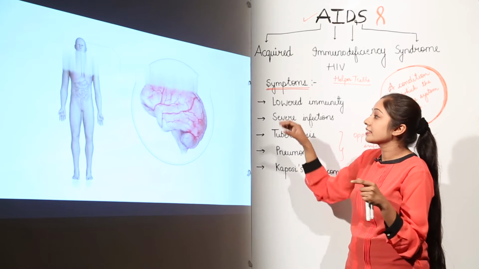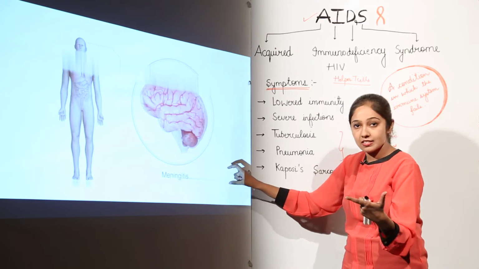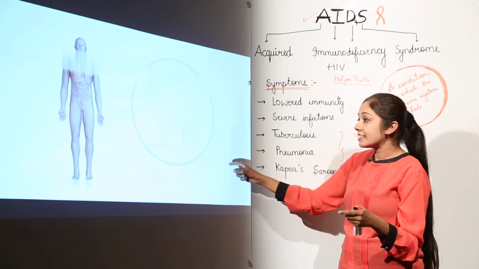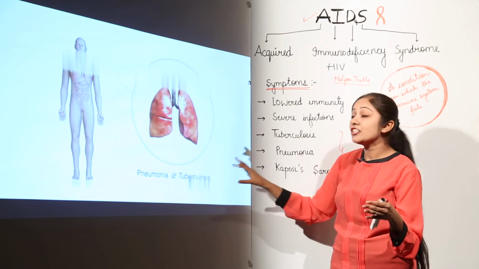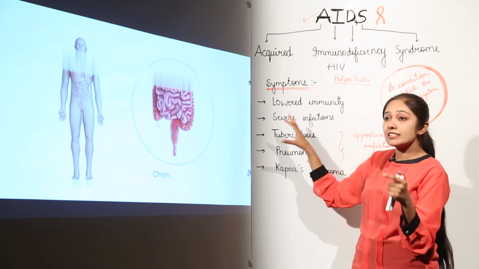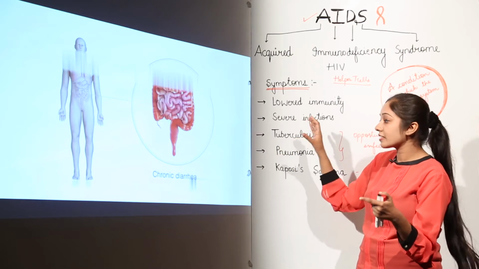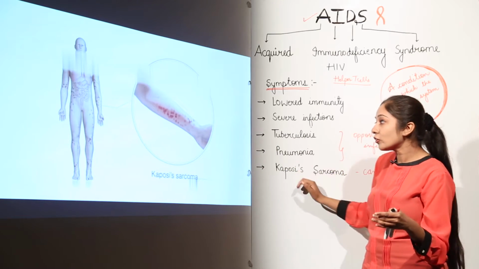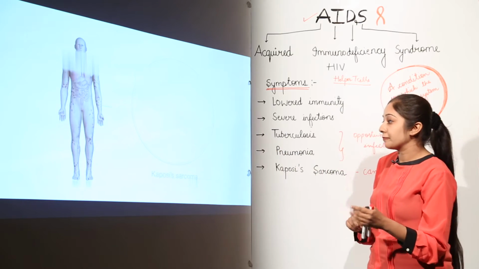For example, inflammation of the tissues of the brain is known as meningitis. This is one of the symptoms. Secondly, inflammation of the whole brain, that is encephalitis, and respiratory problems, that is pneumonia and tuberculosis, are also symptoms. These are opportunistic infections. Chronic diarrhea is also an opportunistic infection which is a result of HIV infection. Then Kaposi sarcoma, I have already told you, is a type of cancer of blood vessel walls, and you can see these spots on the body.